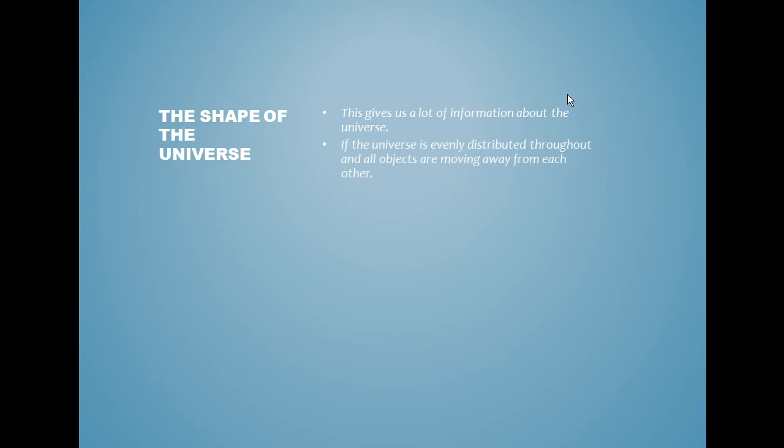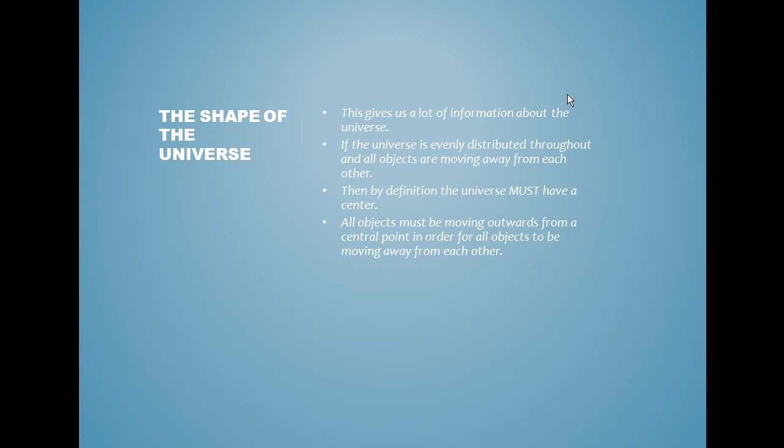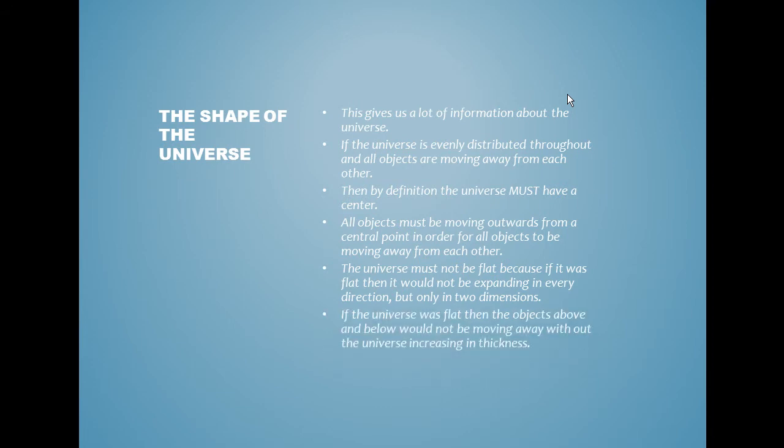If the universe is evenly distributed throughout, and all objects in the universe are moving away from each other, then by definition the universe must have a center. All objects must be moving outwards from a central point in order for all objects to be moving away from each other. The universe must not be flat, because if it was flat, then we would not be expanding in every direction, but only in 2 dimensions. If the universe was flat, then the objects above and below us would not be moving away from us as the universe expanded or increased in thickness.